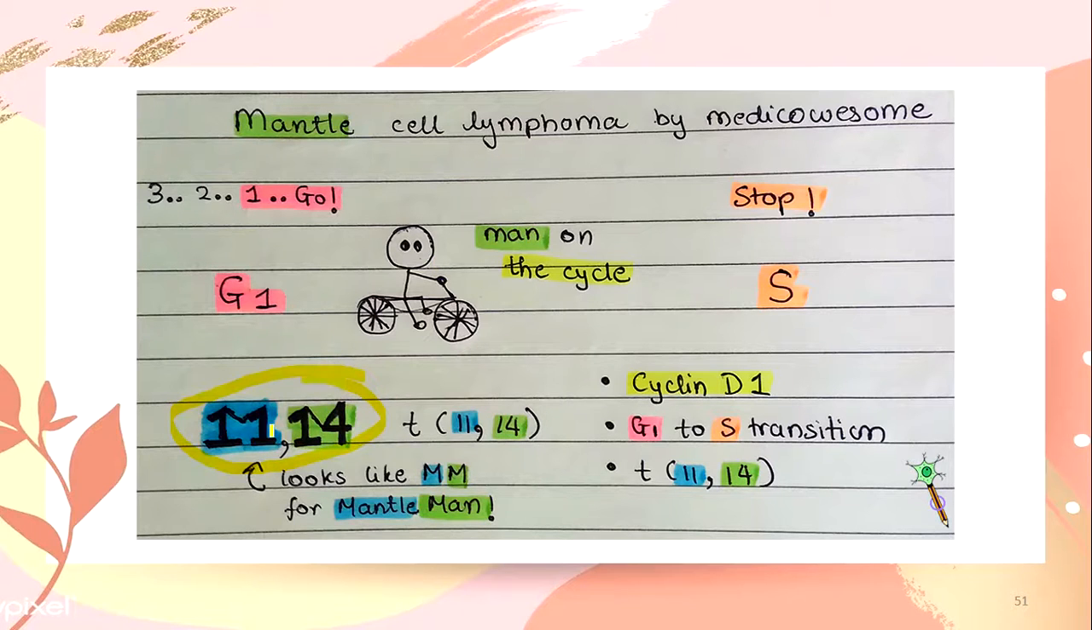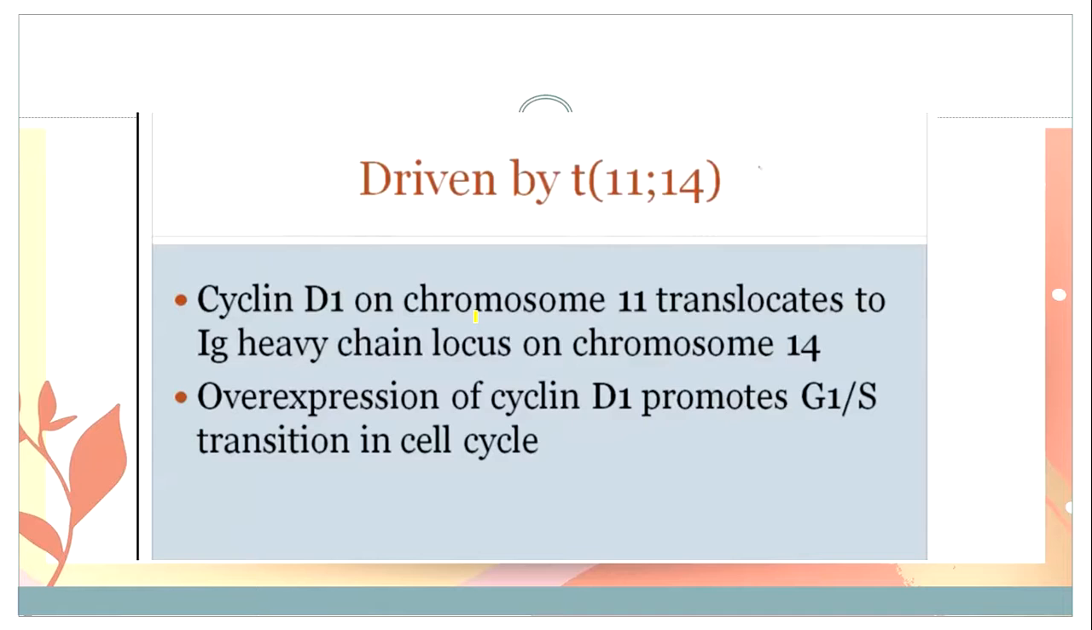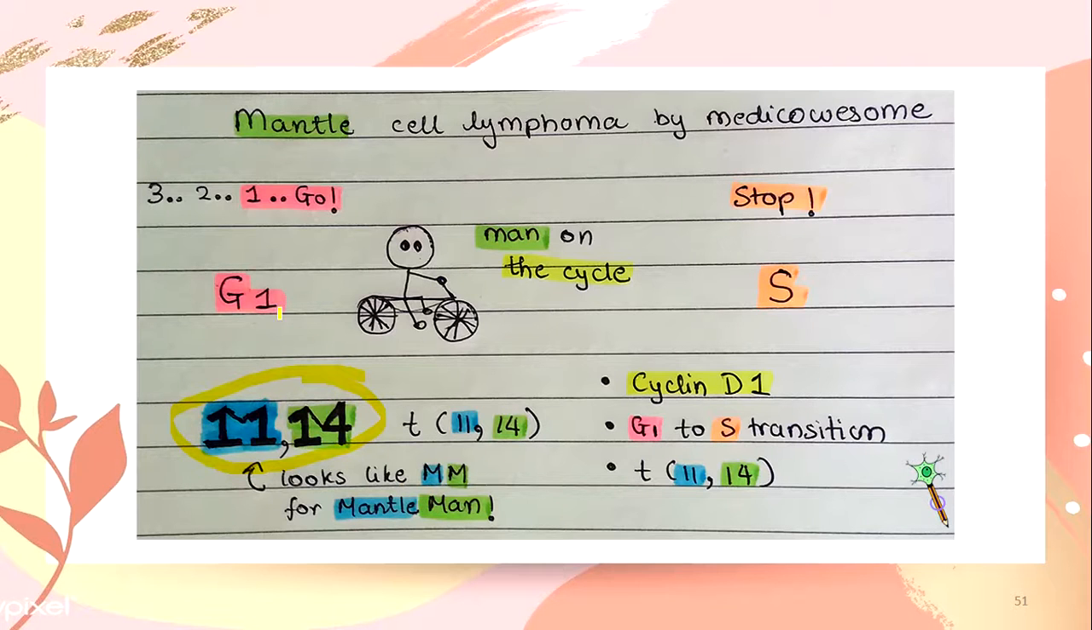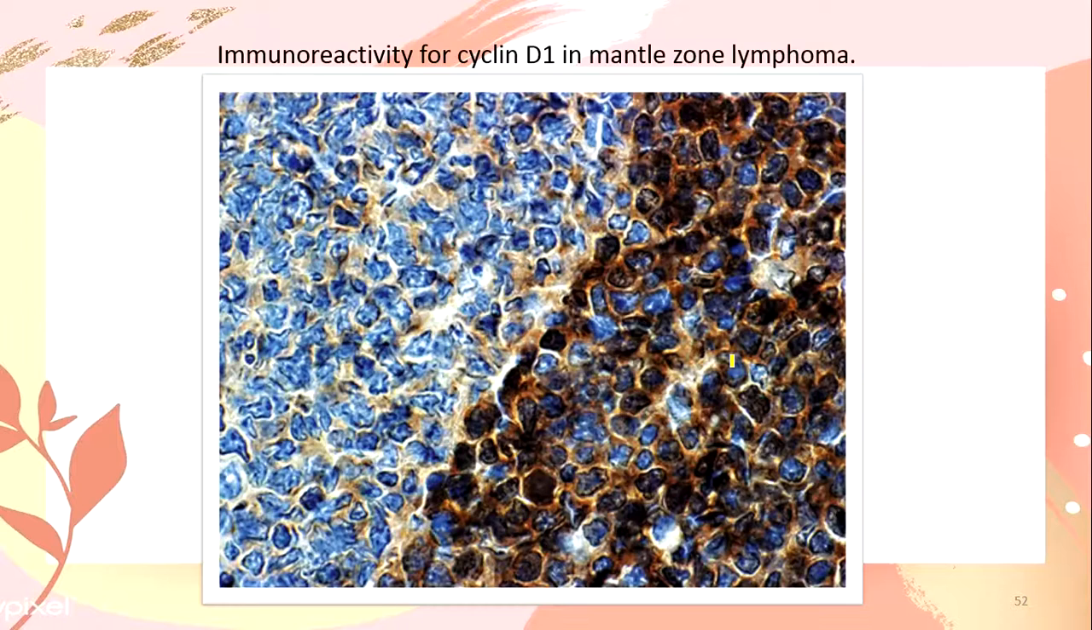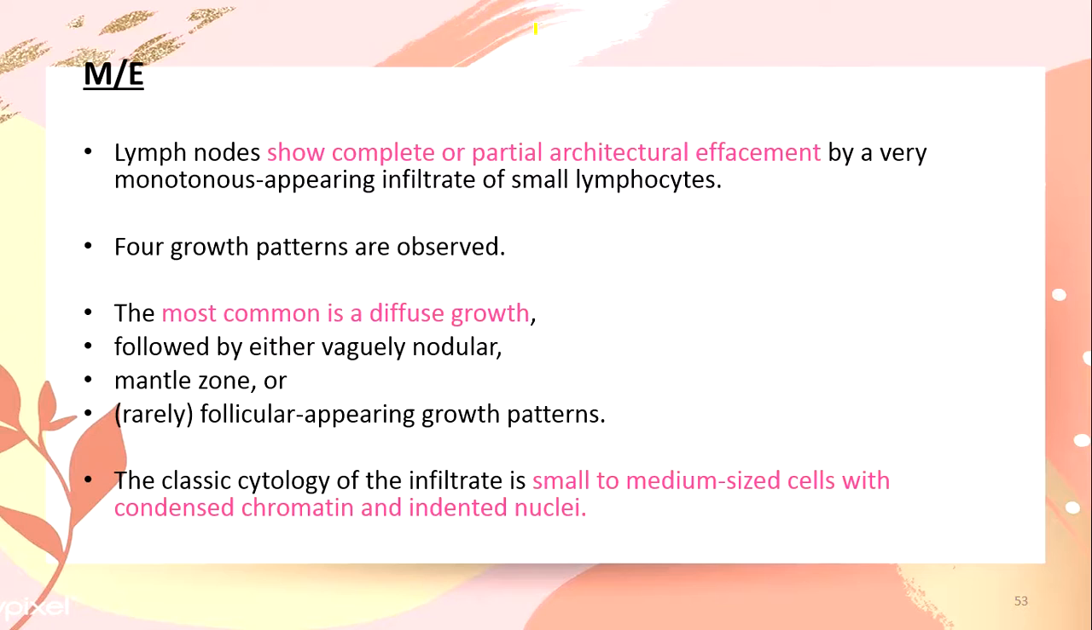It somewhat resembles mental man. Mental man goes on the cycle from G1 to S. There is translocation 11 to 14, and overexpression of cyclin D1 promotes G1 to S transition. There is G1 to S transition in the cell cycle, and translocation is 11-14. And here this is the transition. There is immunoreactivity for cyclin D1 in mantle zone lymphoma.